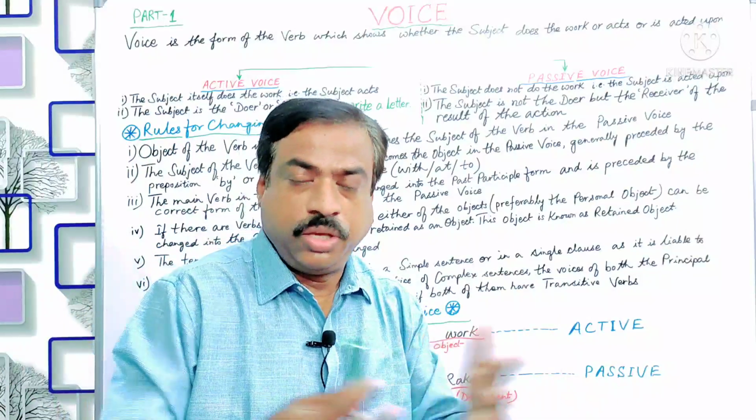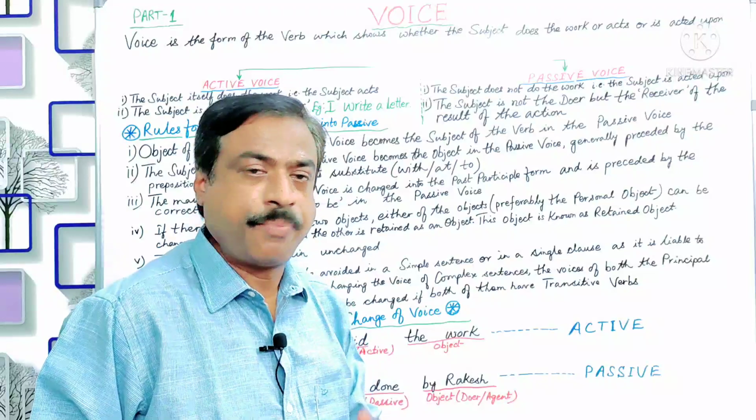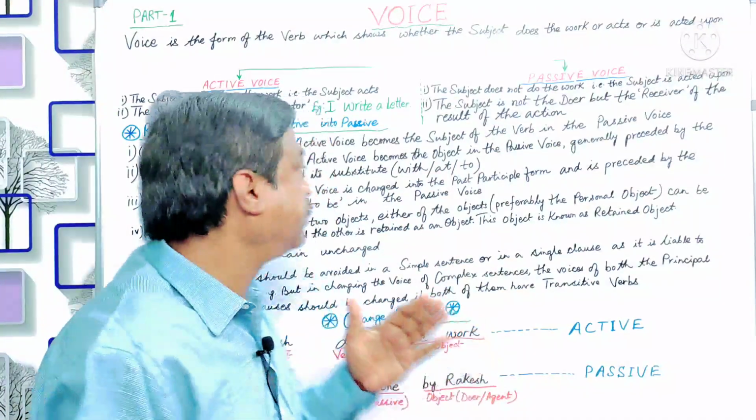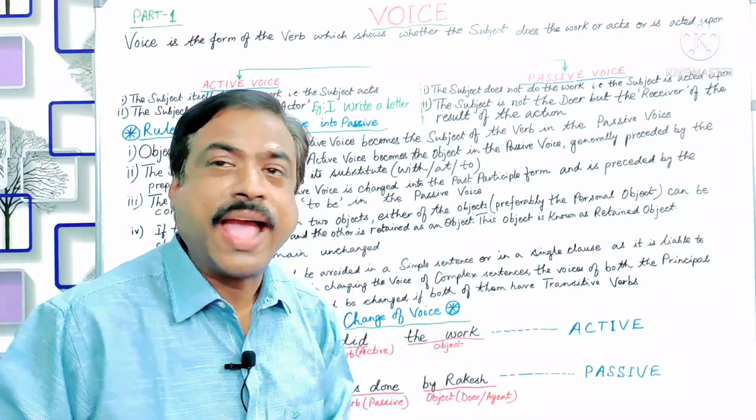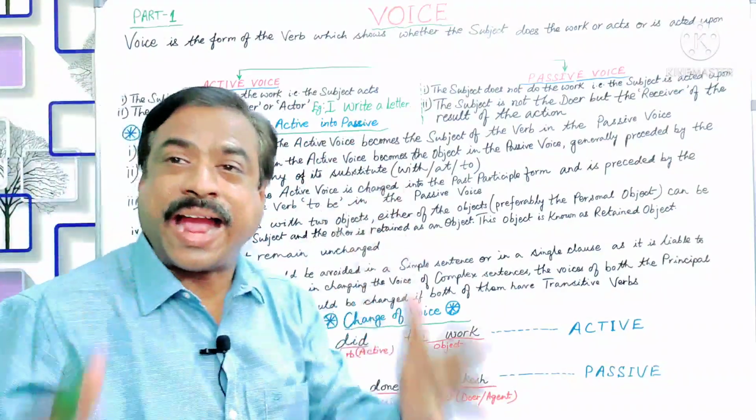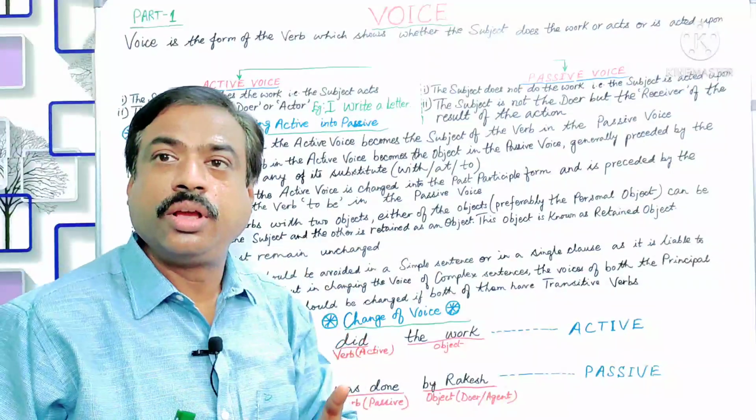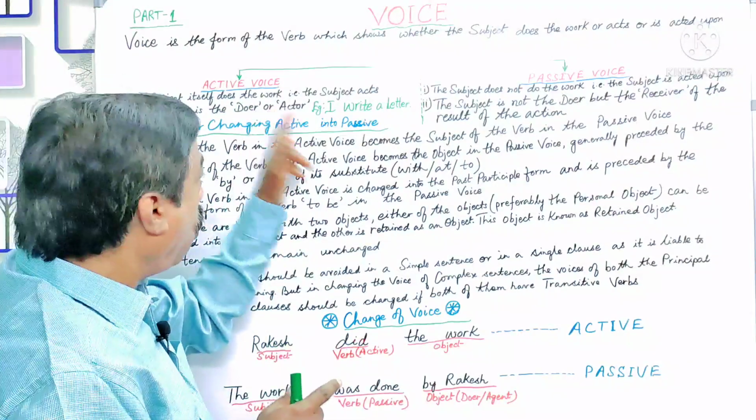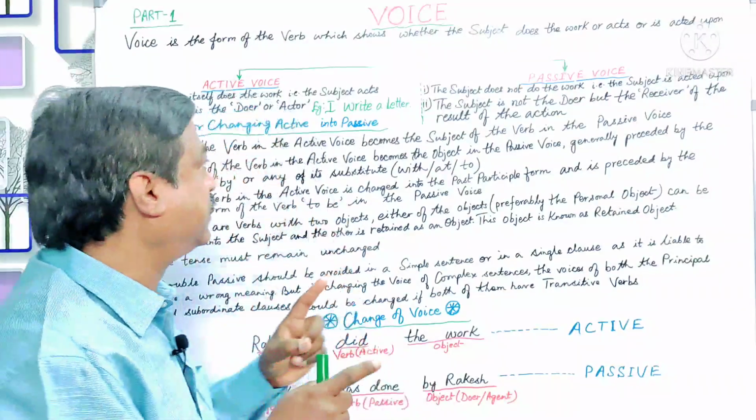As you all know, there are two kinds of voice: active voice and passive voice. In active voice, what happens? The subject itself does the work. So in active voice, the subject itself does the work, that is, the subject acts. And the subject is the doer or the actor. We say the subject is the doer or actor because here the subject directly acts.